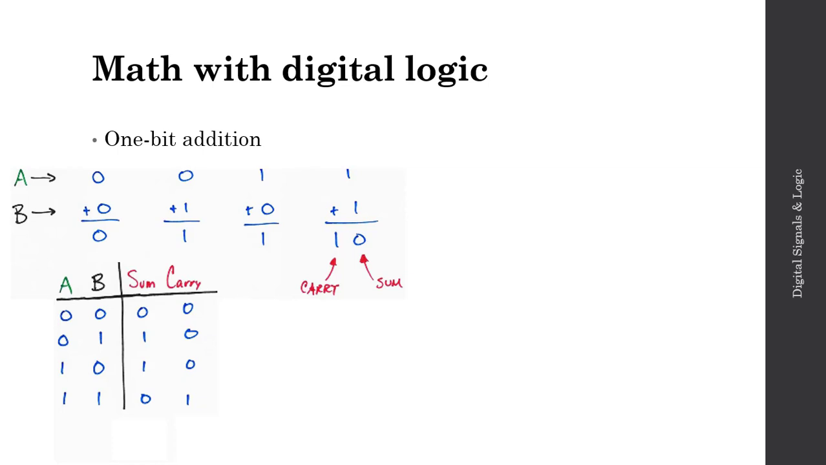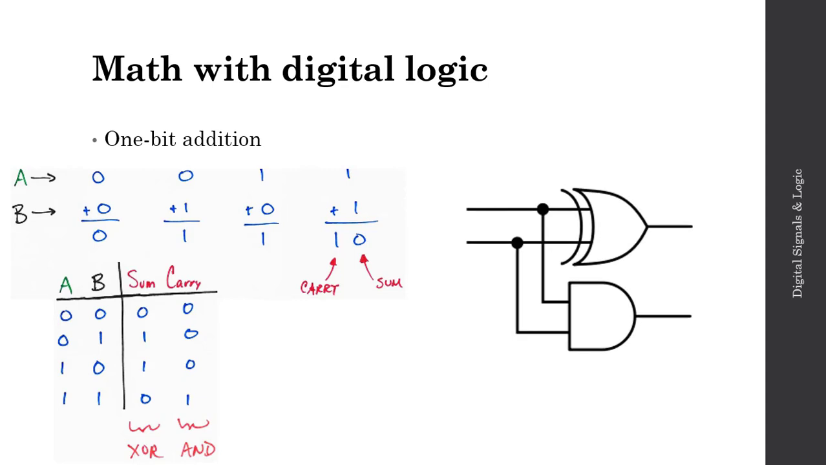If we look at our outputs then, you'll notice that the sum output looks a lot like an XOR, while the carry output looks a lot like an AND. So if I were to sketch this circuit then, I'll need an XOR gate and an AND gate, and I'll need my two inputs A and B. The XOR gate will give me my sum output, while the AND gate will give me my carry output. Now this is what's known as a half adder. The half adder performs 1-bit addition using digital logic.